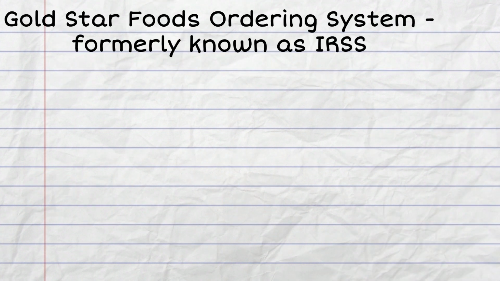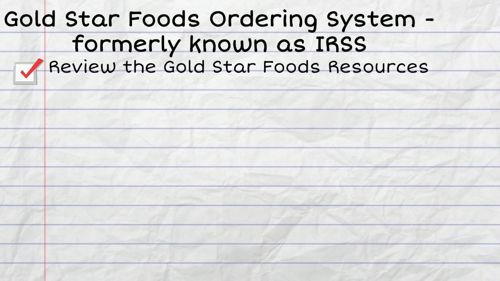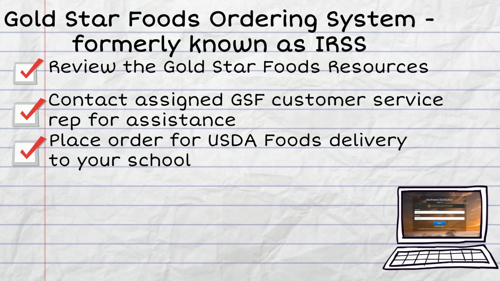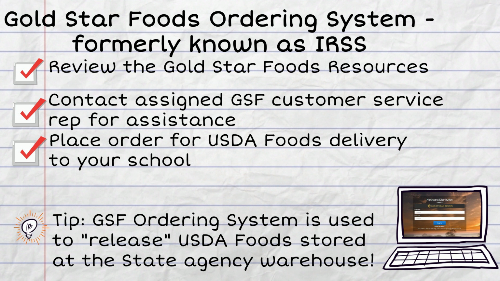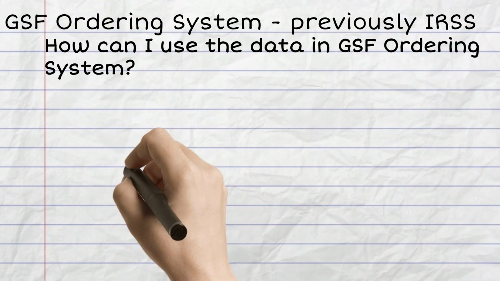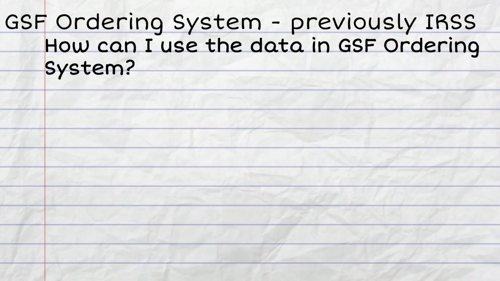How do I use the inventory release software system to manage my USDA Foods? First, make sure you've reviewed the IRIS instruction manual. Next, pay attention to who is assigned as your customer service representative for specific assistance. And finally, place orders for your USDA Foods delivery to your schools in the inventory release software system. Tip: IRIS is used to release USDA Foods that are stored at the state agency warehouse so they can be delivered to your school.